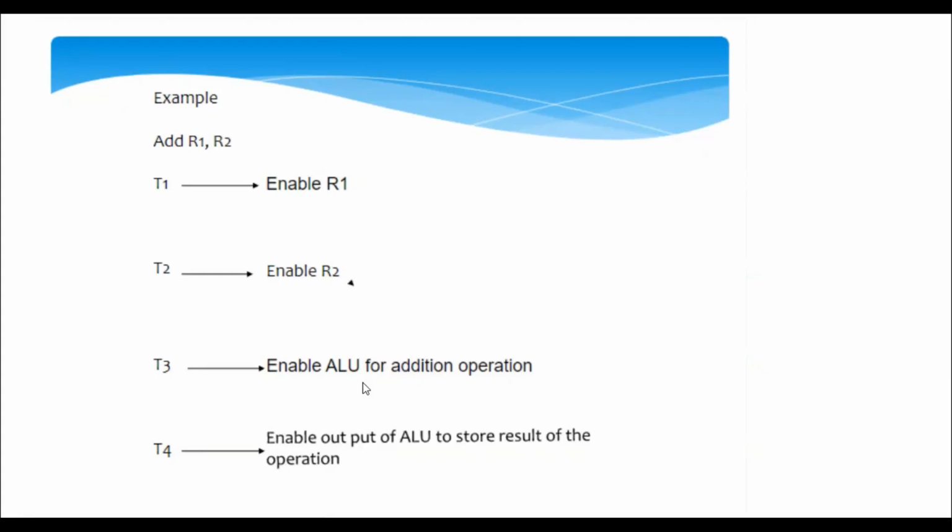So a simple operation of the CPU: the input, process, and output of R1, R2, then enable the ALU for an arithmetic operation, for addition, subtraction, division, or multiplication, and then get the output, the results of the operation.